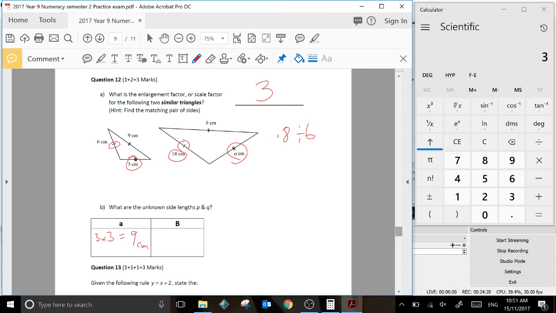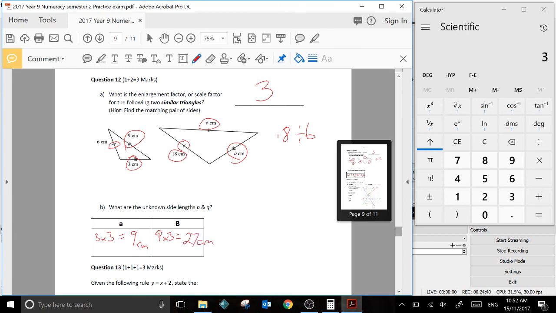And for B, what is the length of this side? That's our double line side. So I've got to find the double line side on this triangle and multiply it by 3. So it'll be 9 times 3 is 27 centimetres. And that's perfect marks for that one.